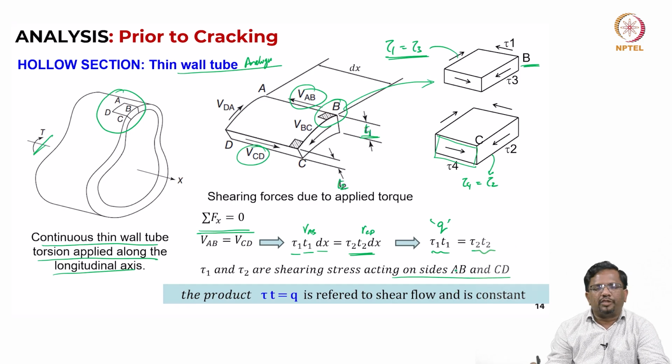Now, we will be using this for deriving some other expressions for cracking torque, twist per unit length and so on. That is the reason we should first understand what shear flow is and how we know that it is constant. This is a simple element we are taking, applying the horizontal force equilibrium, and from simple things we can prove that the shear flow is going to be constant.